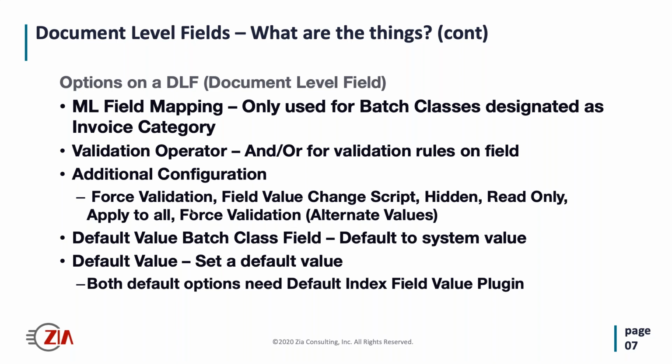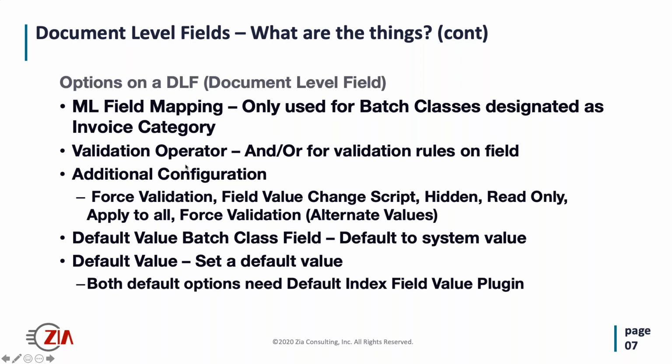But if you specify the batch class as being an invoice category, then you can start using this ML field mapping for saying that's a particular field. So that's an amount, that's a date, that's an invoice number, that's a PO number. So you can start specifying that, and then it has a little bit more rules around how it extracts that information. I'm not going to go into that much just because I don't know anybody using it, and we don't really use it.